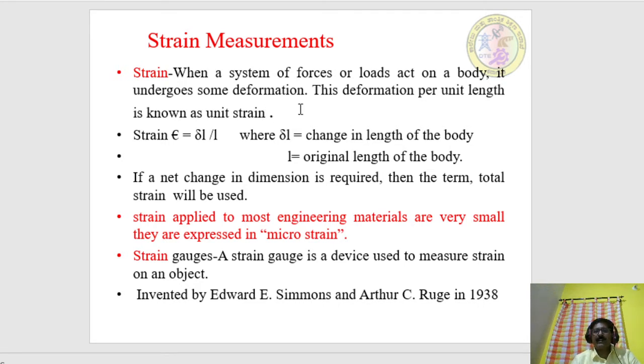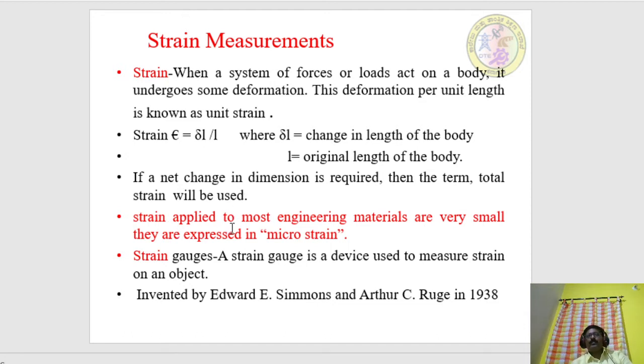If a body is subjected to a force, either a tensile force or a compressive force, there will be a change in length. Correct? It may increase or decrease. Then strain epsilon is equal to change in length by original length, where delta L is the change in length and L is the original length. If a net change in dimension is required, then we need to use the term total strain.